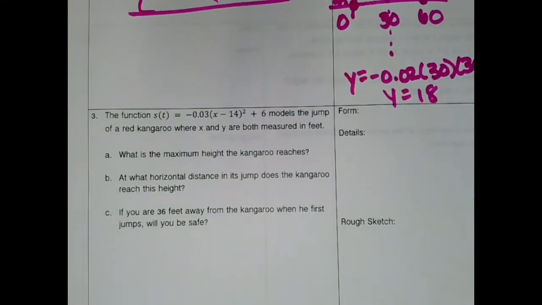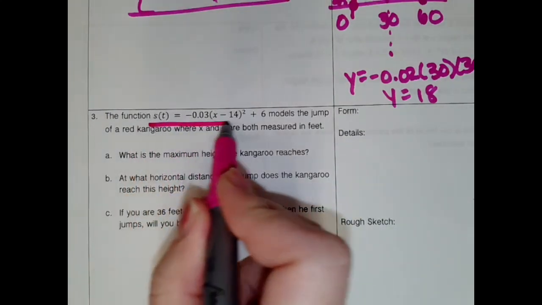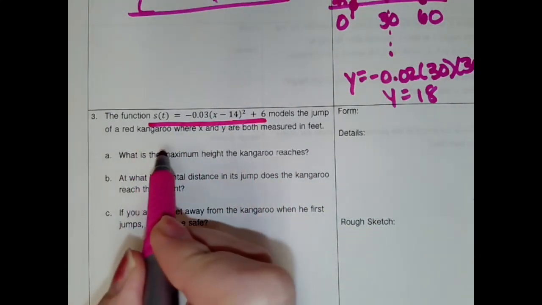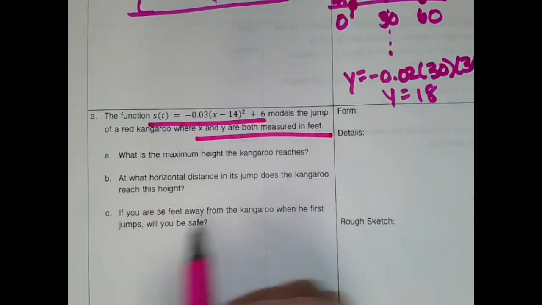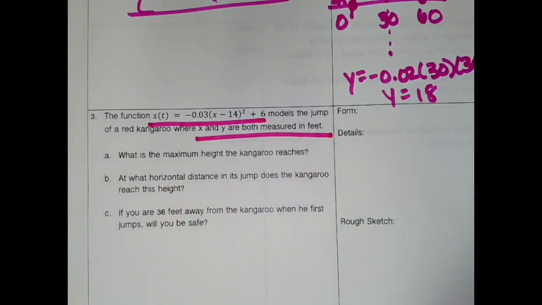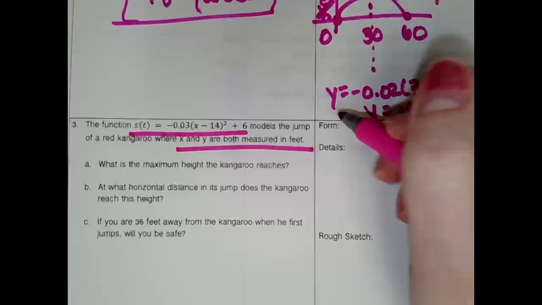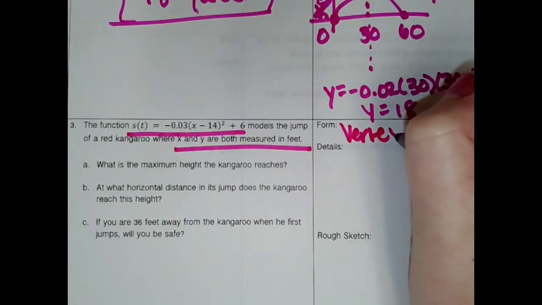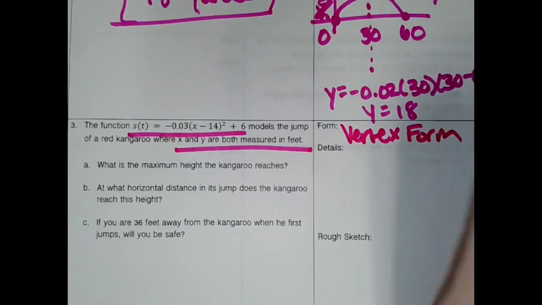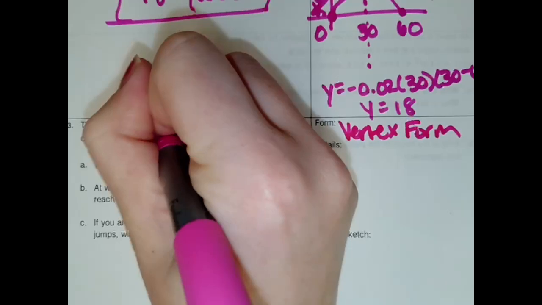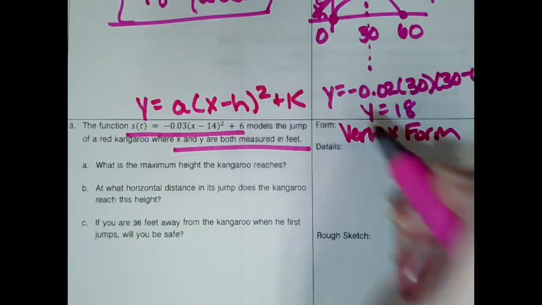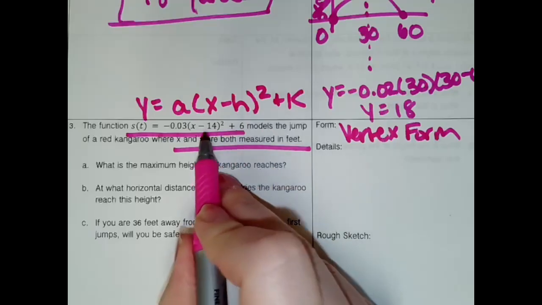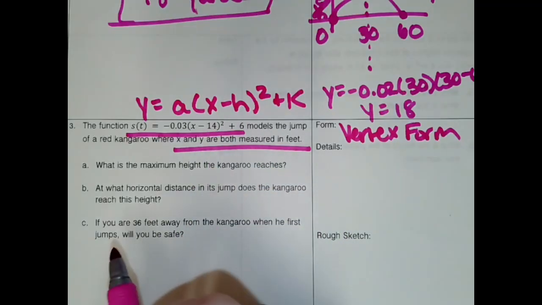The function s of t equals this right here, models the jump of a red kangaroo, where x and y are both measured in feet. Before I even answer the rest, let me analyze it real quick. This looks like vertex form. So vertex form has that general equation right here. I recognized it was vertex form because I had a binomial being squared. That's what gave it away for me.